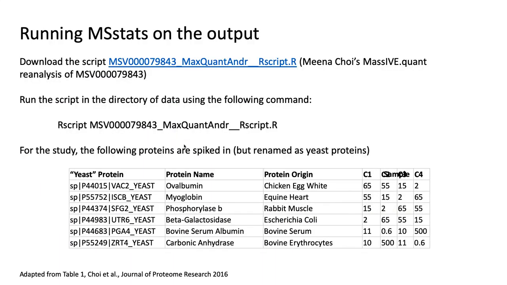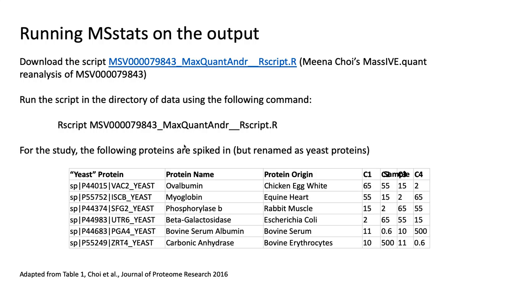So now let's actually do that. You can download this script here. This was originally put together by Mina, and it's attached to the original MaxQuant analysis, and essentially runs the R script with the MSStats commands to do the reanalysis of this iPRG data. And as you know by now, it's a great way to see exactly what is happening with the analysis. You can just open the script and it gives you all the details of how the analysis is run.